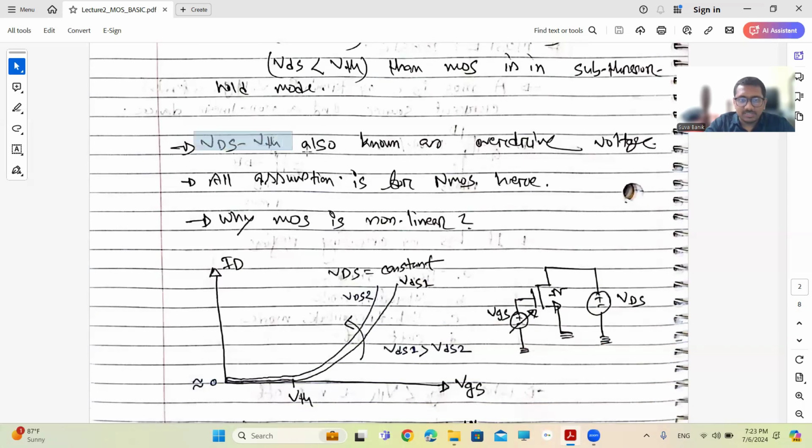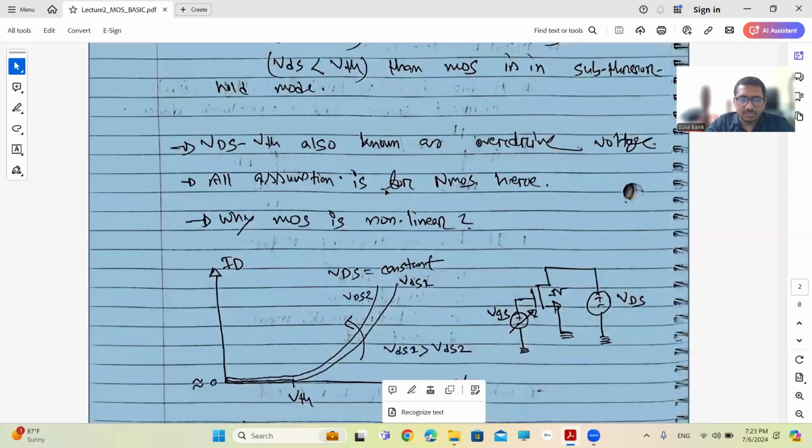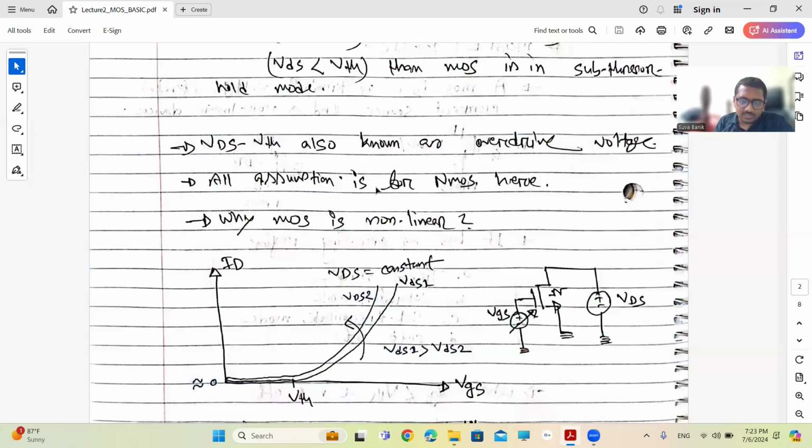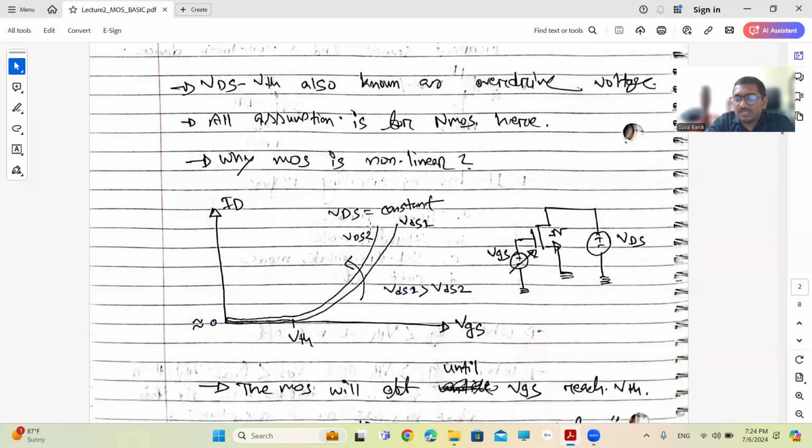Whatever I said, VGS minus VTH is also known as its overdrive voltage. So before jumping to anything, when I was a student, I saw that most students are interested in the VDS versus ID curve, to illustrate its operating point.